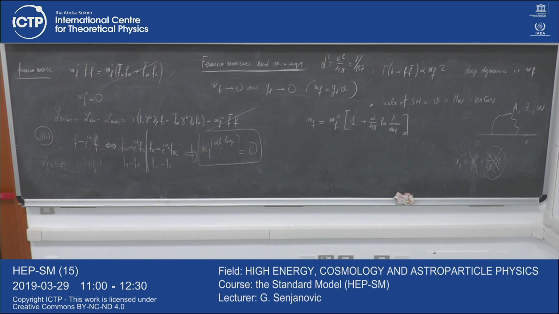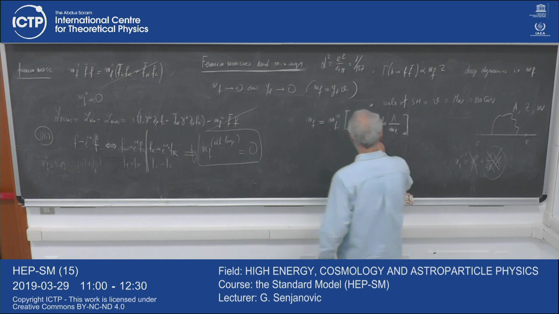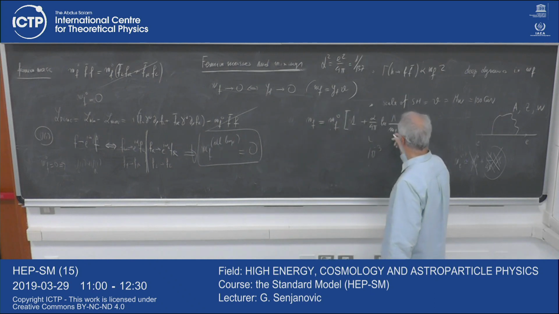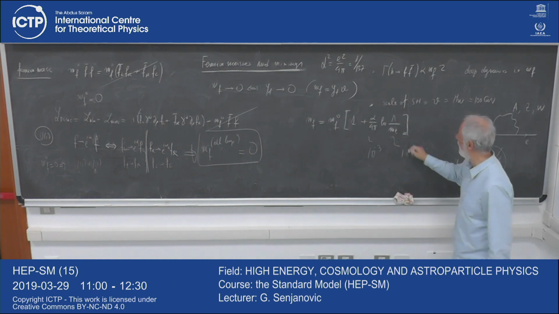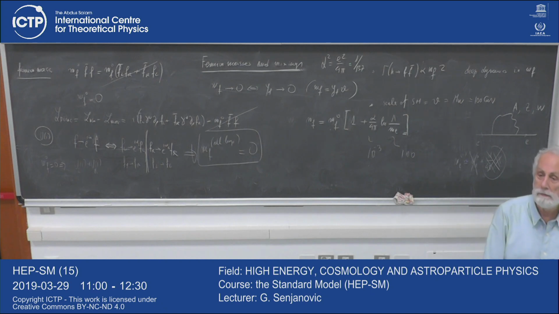So that means that any reasonable cutoff. This is a very tiny contribution because alpha over 4 pi is 10 to the minus 3. Logarithms are small. And this is maybe some number over 100. Put 10 to the 19. You get the number over 100, right? The contribution is small. And this is very important.